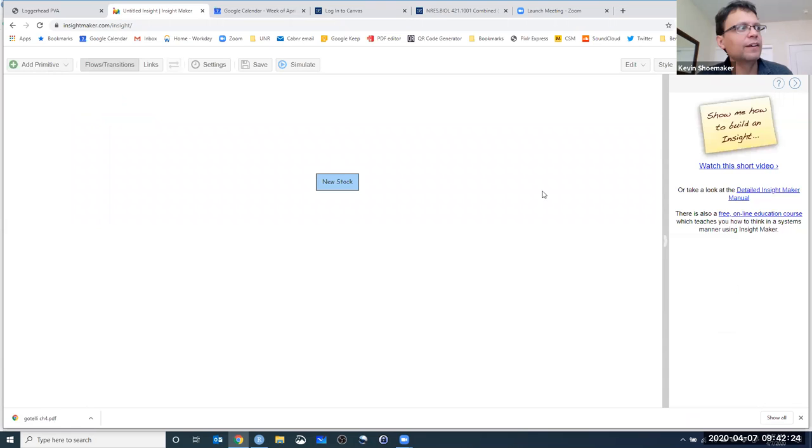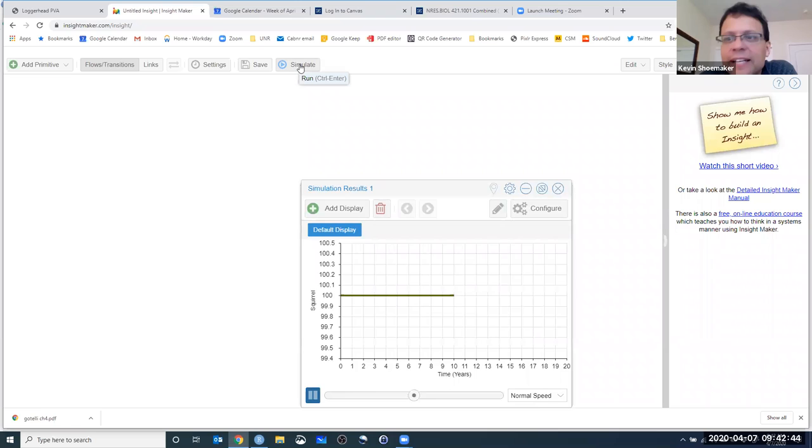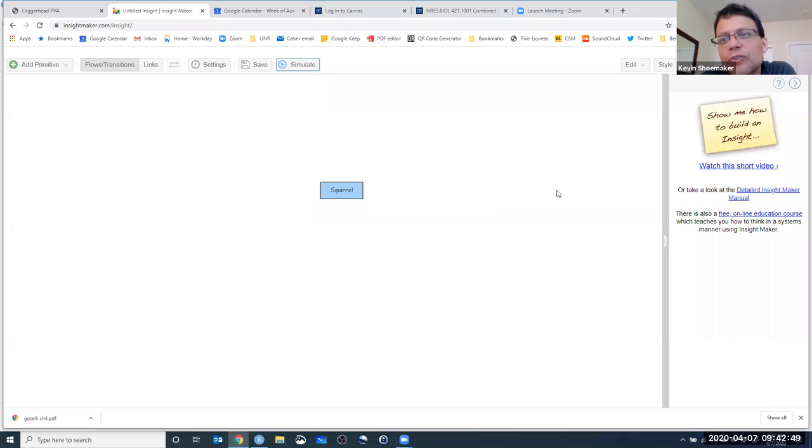So we can name the stock, and we can put an initial value on it. The initial value is over here. You can just say there's 100 squirrels. Now, if I were to simulate this model, it doesn't change. There's no change in the population because a stock cannot change unless there is a flow to change it. A flow is a process that either adds to the stock or subtracts from the stock. You can add flows in and flows out.